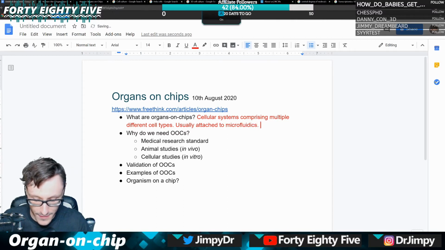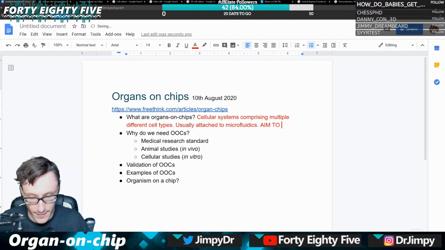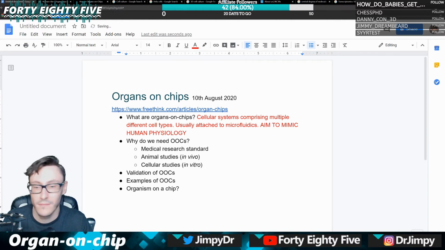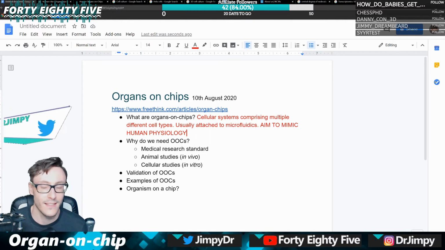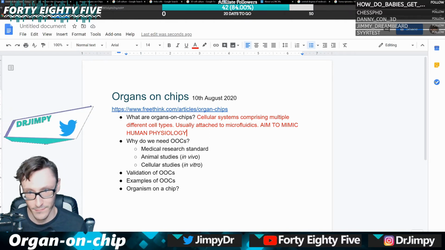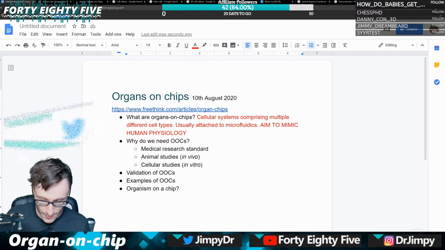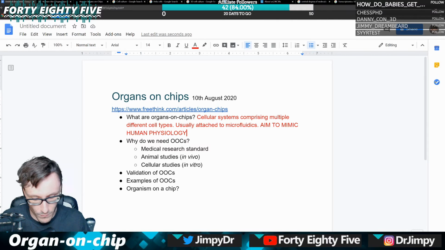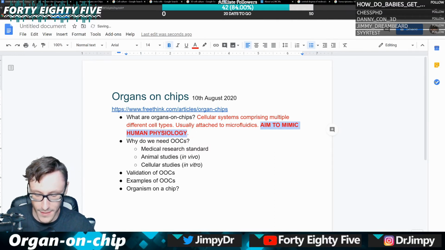And the aim is to mimic human physiology as best as possible. There are loads of caveats with this. You will not be able to mimic human physiology in a single chip. Not yet, anyway. Humans are too complex. We are arguably the most complex things in the universe. But we're getting there. And I'm going to bold this up because this is the ultimate take home of this, right?